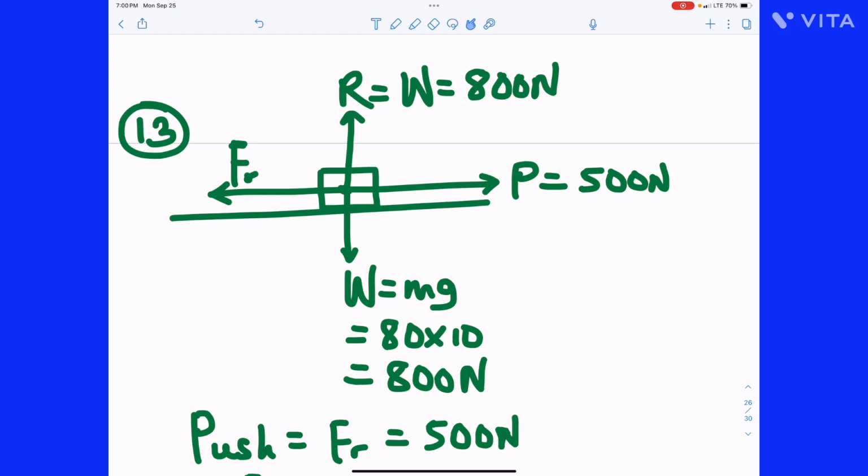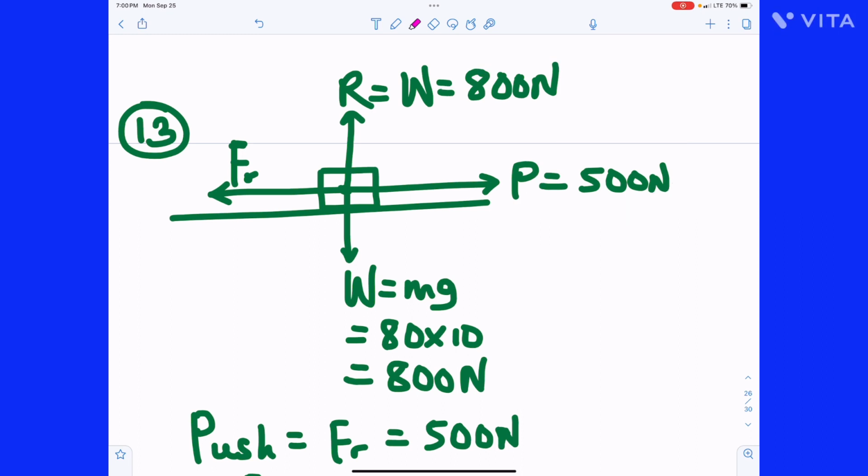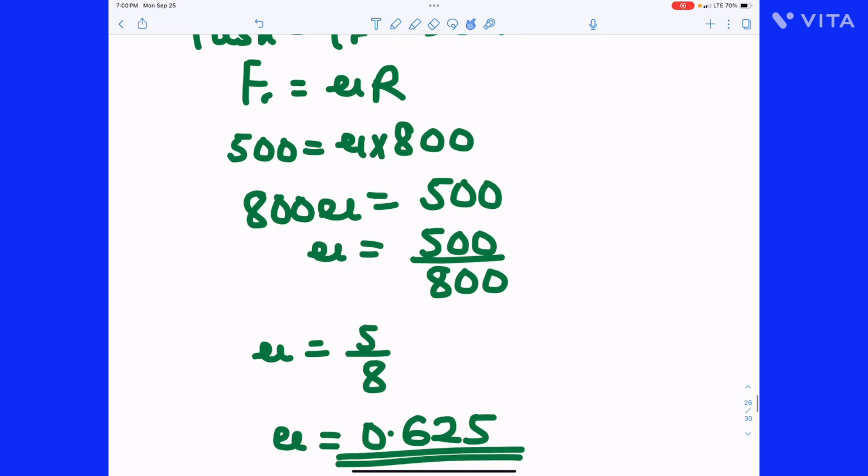Okay, there's nothing special about question 13. We've done many of these before. The pulling force is 500 newtons. Normal reaction and weight are both 800 newtons. So if the object just moves, it means the pulling force is equal to what? Is equal to the frictional force. So F is mu R.